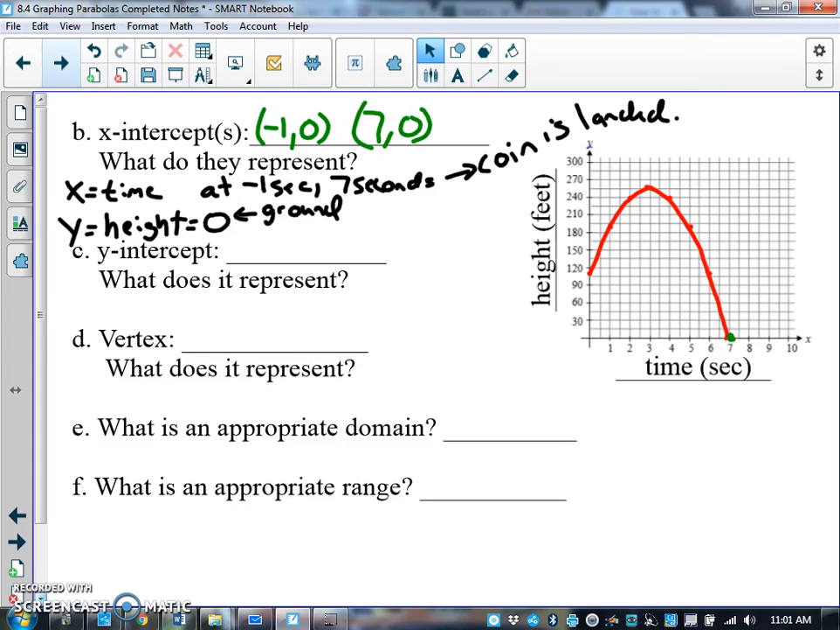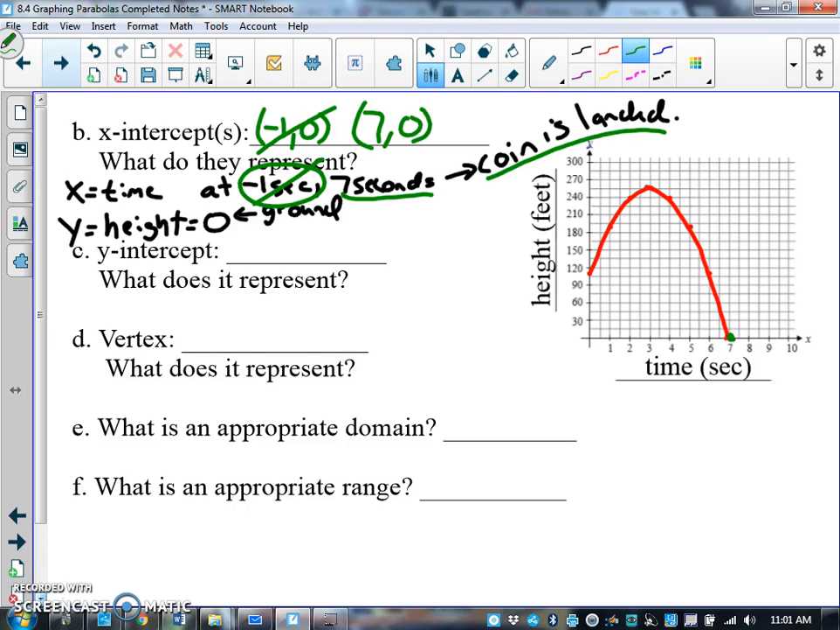After 7 seconds, at some point in time, the coin is going to be on the ground. But negative 1 seconds? Can I have negative time? Of course I can't. So while that is a mathematical answer, (-1, 0) isn't a very practical answer. Because after all, the lowest x value I can have is a minimum time, which is 0 seconds. I can't go back in time. So really the only x-intercept that's really of importance to us is that at 7 seconds, the coin has landed.